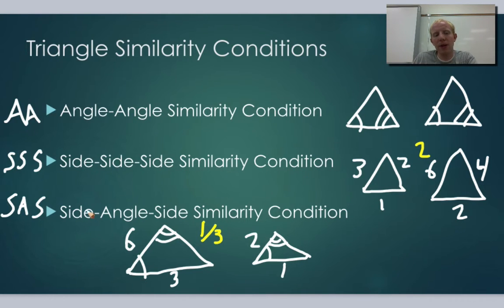So there we go. We have 3 tools that we can put in our toolbox: angle-angle, side-side-side, and side-angle-side, in order to determine triangle similarity. This saves us a whole lot of time because we don't have to look at every individual angle and every individual side. Let's look at some example problems of how we can use these to help us out a ton.